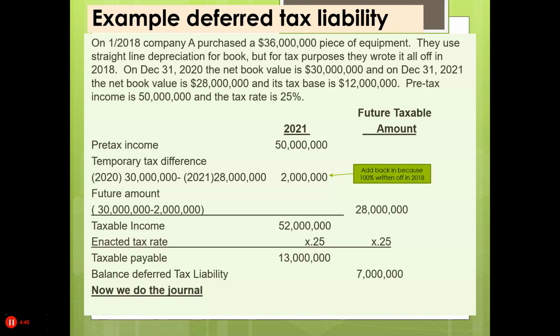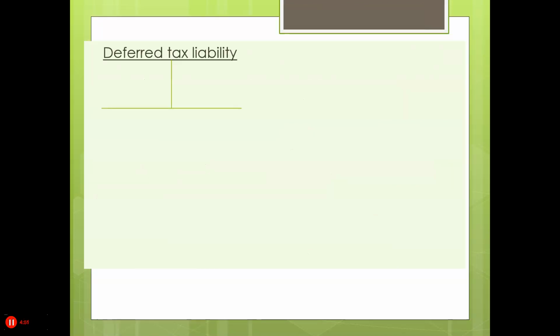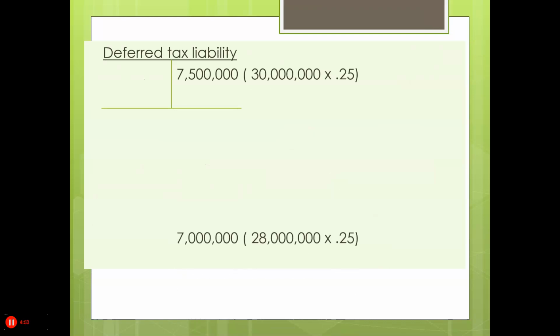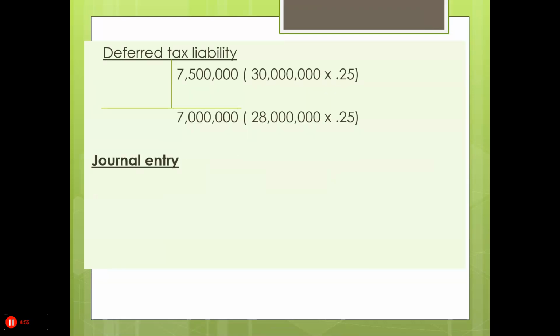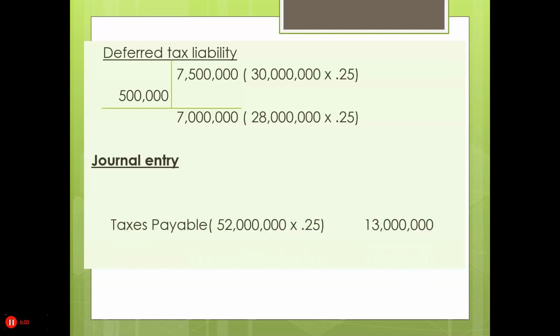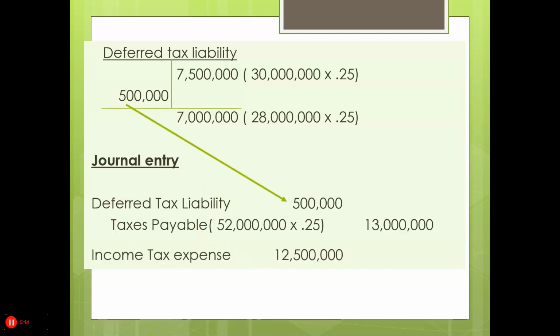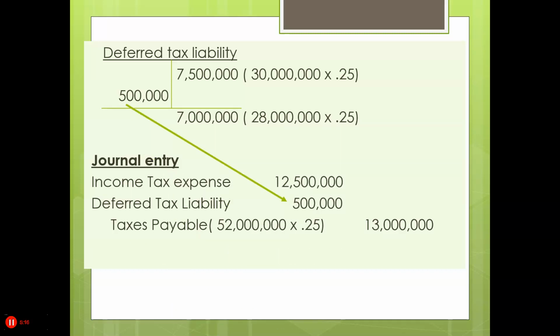Now we can do our journal entry. So we go to our T account, and we know that the difference is going to be $500,000. So our journal entry would be, first, our taxes payable, it's going to be the $52 million times 25%. Our deferred tax liability is going to go down by $500,000. And then the last thing we do is our income tax expense, which is a plug.